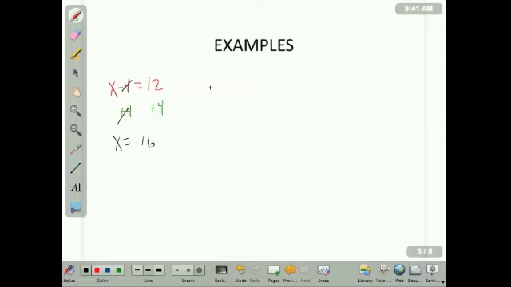Let's give another example. 28 equals x plus 10. The additive property of equality says if I do the same thing to both sides, what's going to get x by itself? Subtracting 10, because it's the opposite of add 10. That cancels that. I'm left with x is equal to 28 minus 10. These are opposite signs, so I'm going to subtract, and it's 18 equals x.